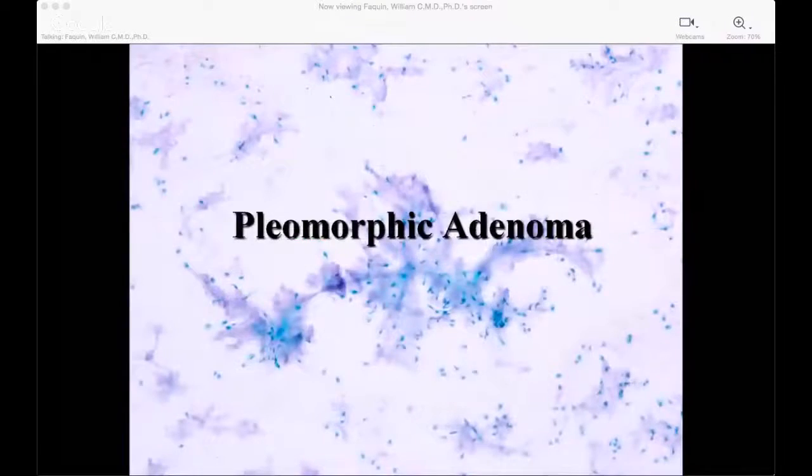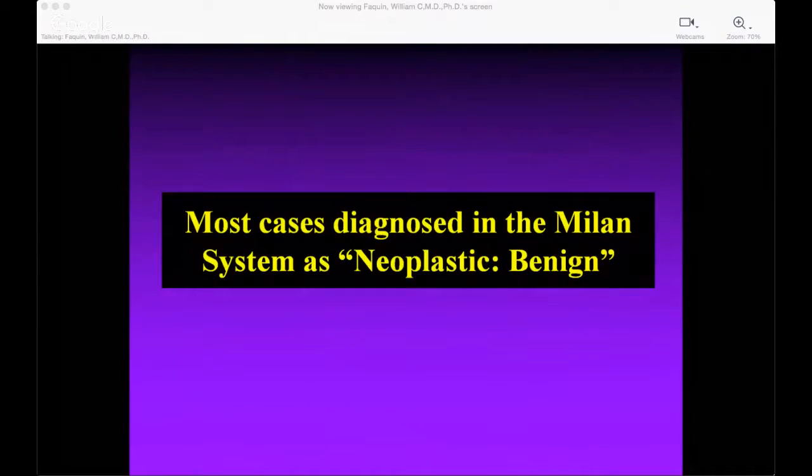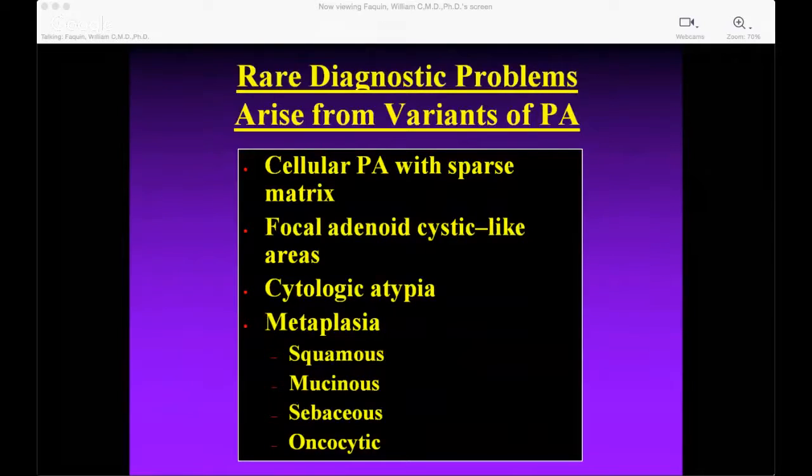So with pleomorphic adenoma, as I mentioned earlier, we do a great job on cytology of diagnosing pleomorphic adenoma, and most cases will be diagnosed in the Milan system as neoplastic benign. There will be a small subset, generally less than 10%, where we can have diagnostic problems due to variants of pleomorphic adenoma, and these include variants that are very cellular and lack matrix, variants that may have adenoid cystic-like areas or atypia, or that may have some form of metaplasia.